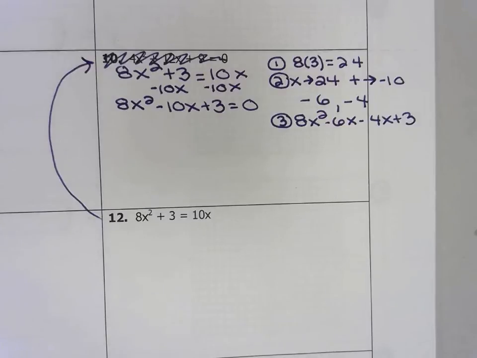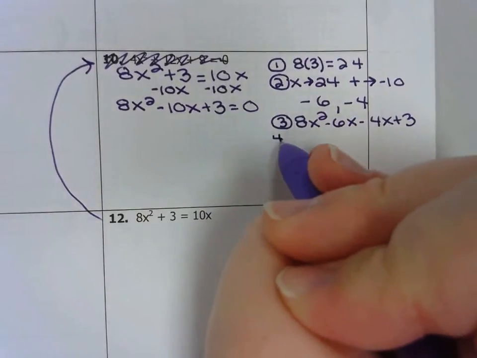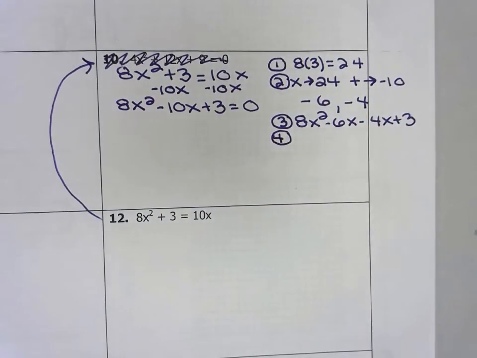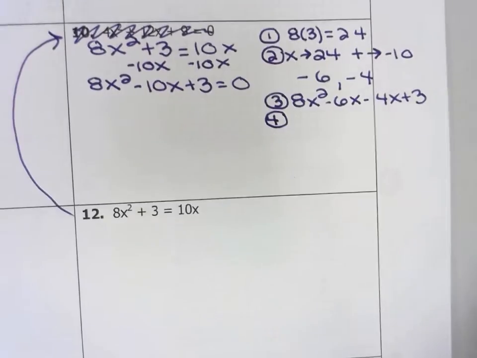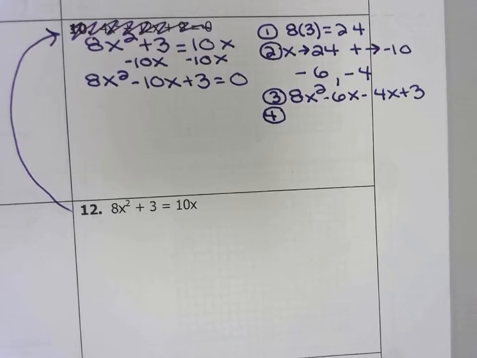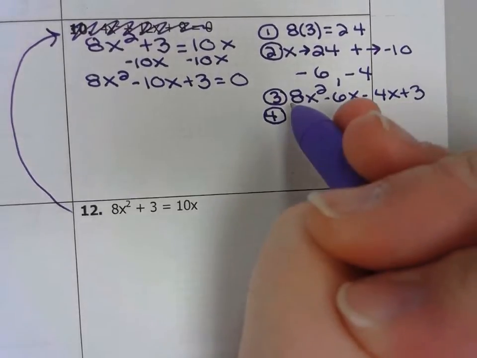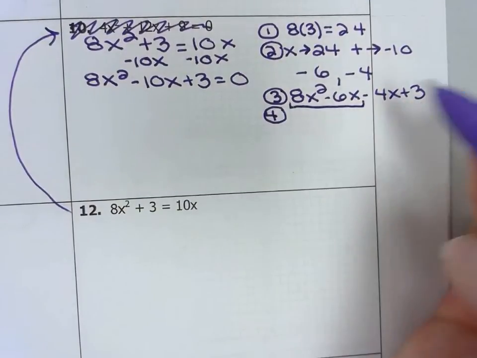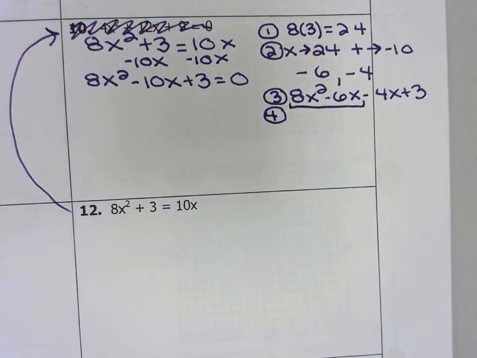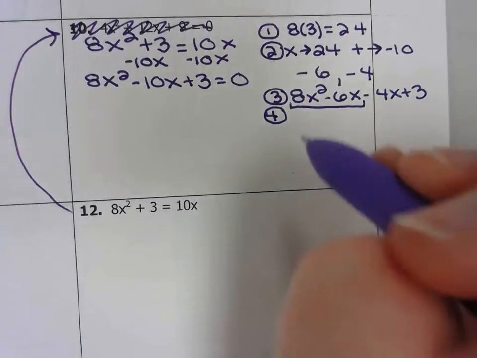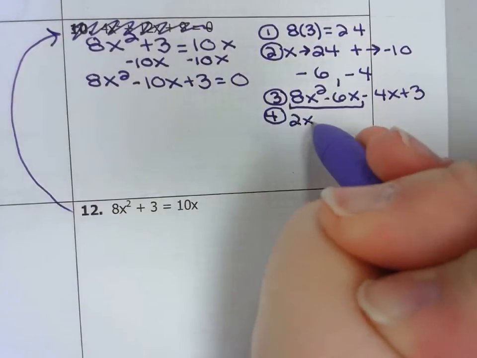Step 4, I do what? Factor by grouping. As you look at your polynomial now, why would you factor by grouping? Because there are 4 terms, so we always factor by grouping with 4 terms. So look at my first 2: 8x squared minus 6x. What is the GCF? 2x. So I bring a 2x out front.